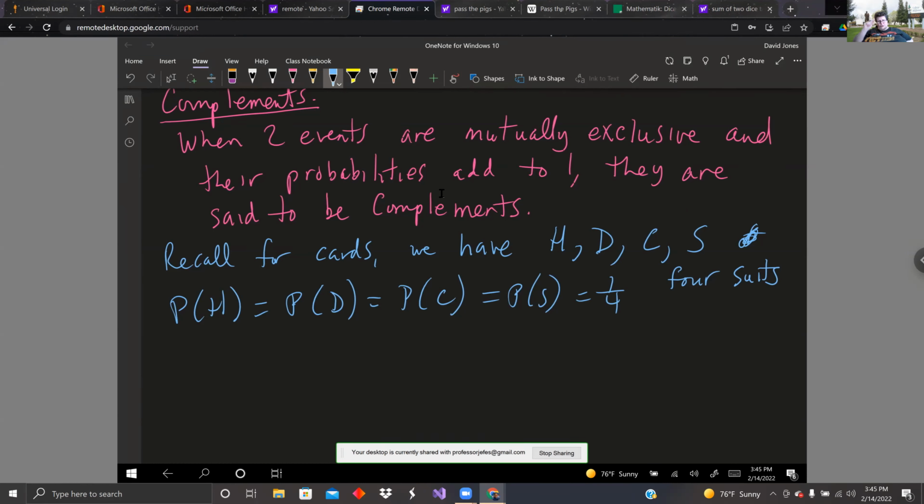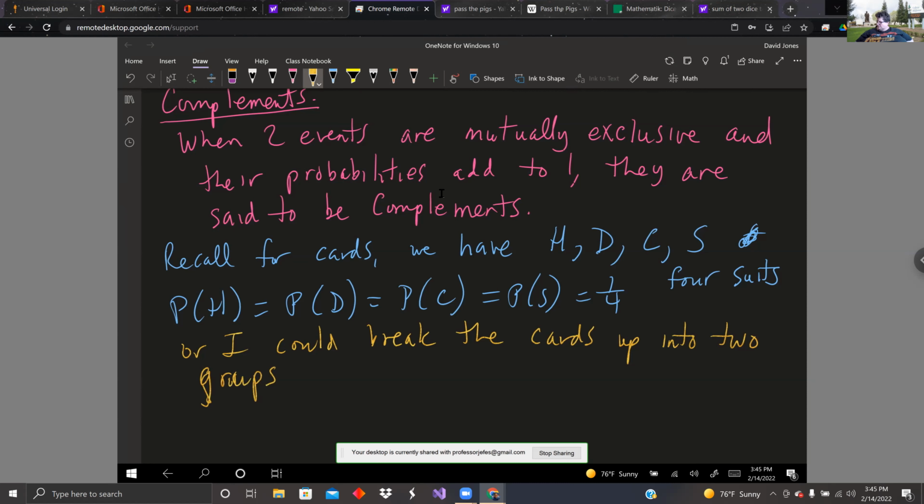Or I could look at it like this. That's one way of dividing up the cards. Or I could say, break the cards up into 2 types, or 2 groups. Heart or not a heart. Or no heart. Let's call it no heart.